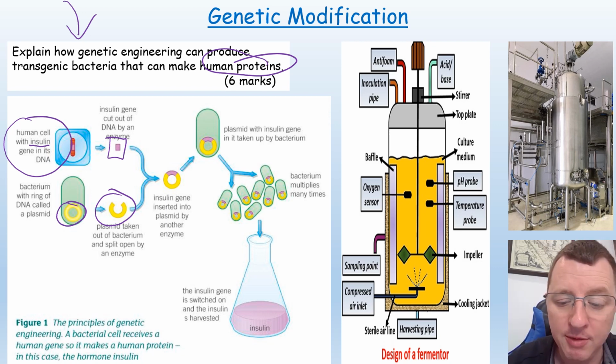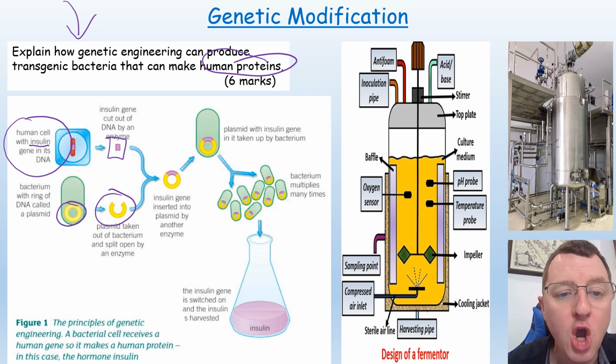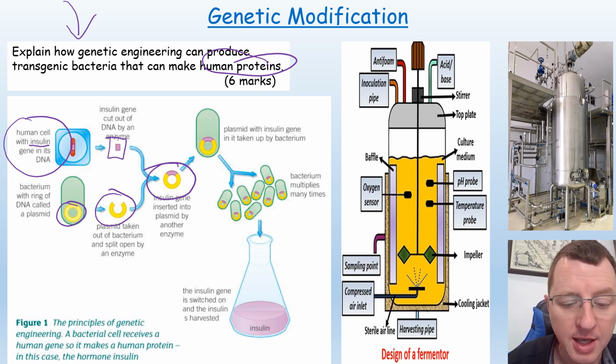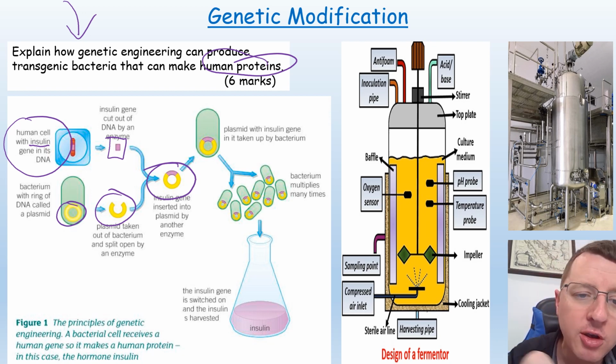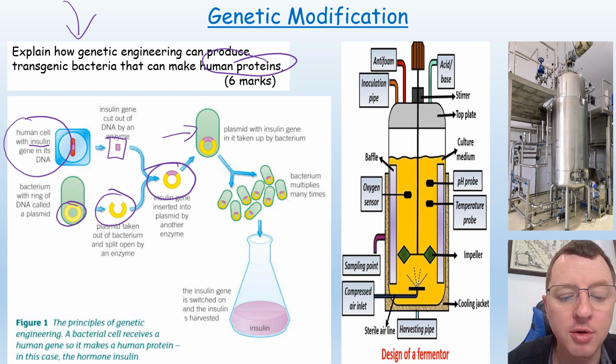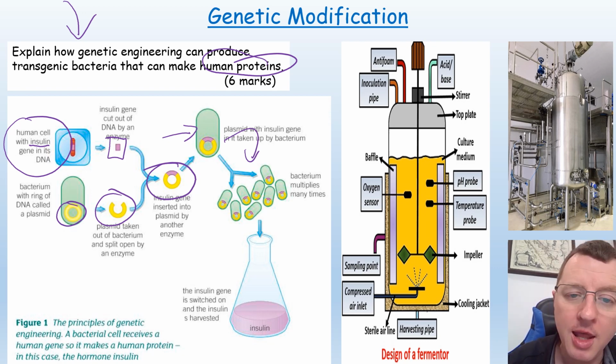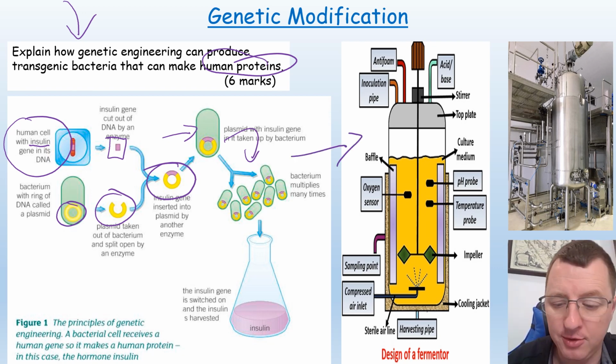The open plasmid and the target gene are mixed together with a different enzyme called DNA ligase, and the DNA ligase will join together the target gene and the DNA plasmid to form a recombinant plasmid. The recombinant plasmid can then be inserted into bacterial cells, and the bacterial cells are then allowed to multiply, firstly in a lab and secondly in a fermenter.